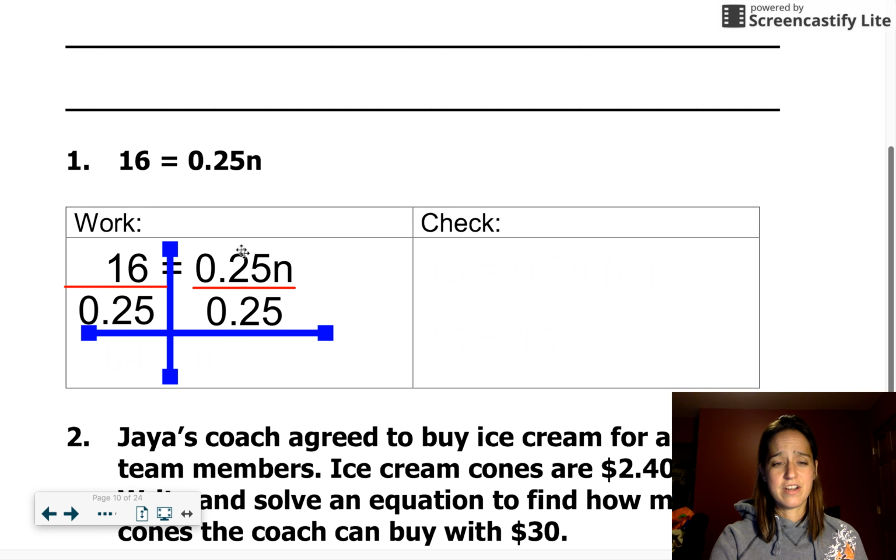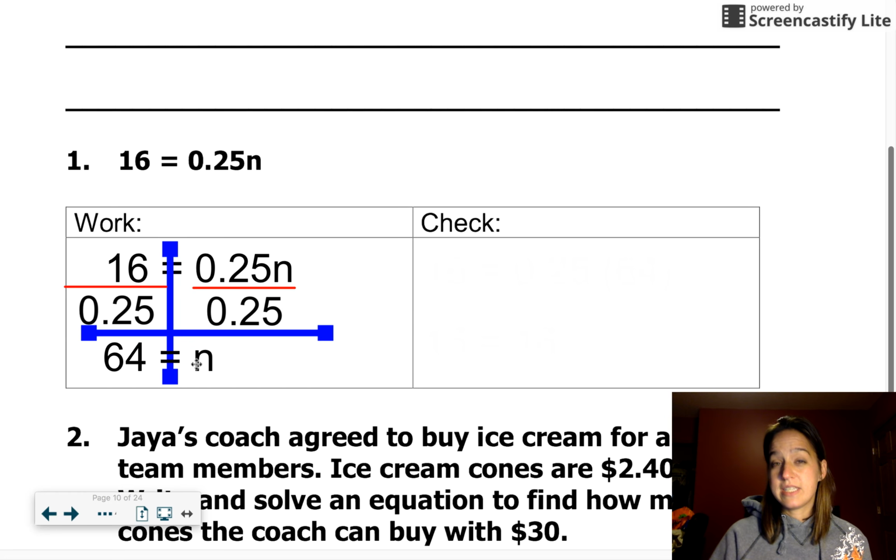And over here, our 25 hundredths will cancel out and we'll just get n. And over here, yes, you're going to be able to use a calculator, but please make sure that when you're inputting it, we're inputting it how we're supposed to. For instance, this one is 16 divided by 0.25 because the 16's on top, and as we read problems, we read top divided by bottom. So when we do that, we get n equals 64.